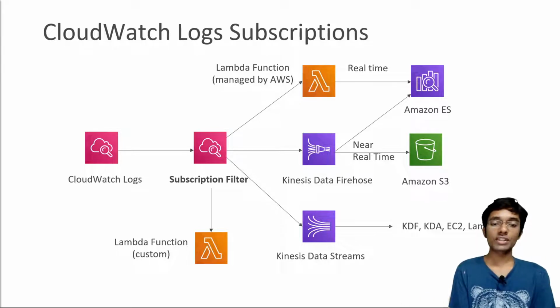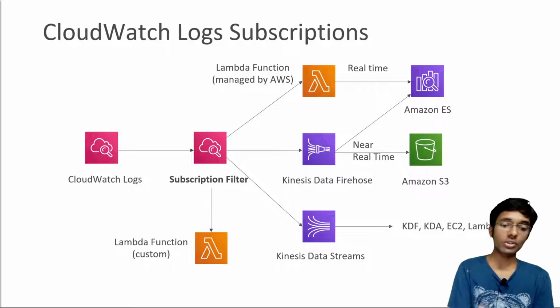The first one is a managed Lambda function by AWS, and the Lambda function is meant to send data to Amazon Elasticsearch in real time. But it's very possible for you to define your own Lambda function and do whatever you want in real time. On top of the subscription filter, you also have the option to use the subscription filter with Kinesis Data Firehose. And we know that Kinesis Data Firehose can send data near real time into Amazon S3 or into Amazon Elasticsearch.